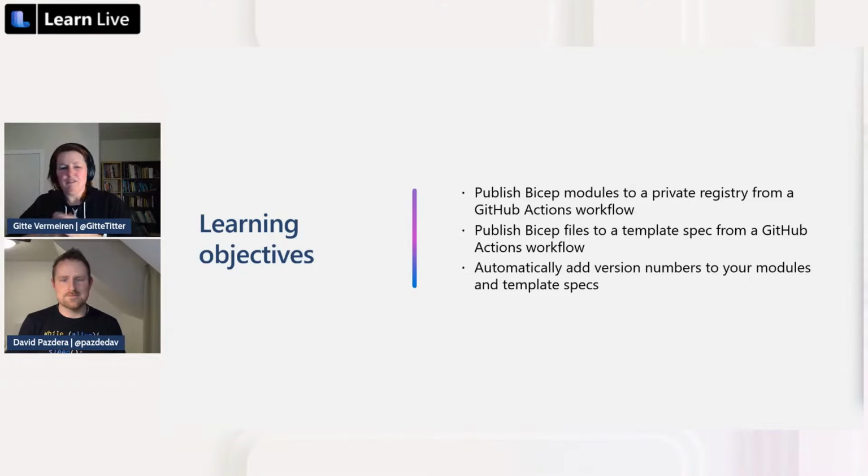And David, because this session talks about reuse and publishing, it's different from what we've been doing up till now, right? Up till now in the series, we've been putting template specs, or actually Bicep templates, in a Git repository, but this is something entirely different, right?